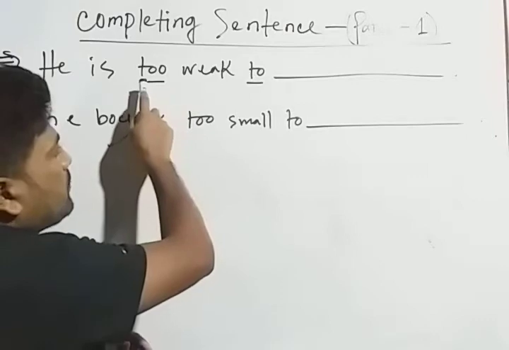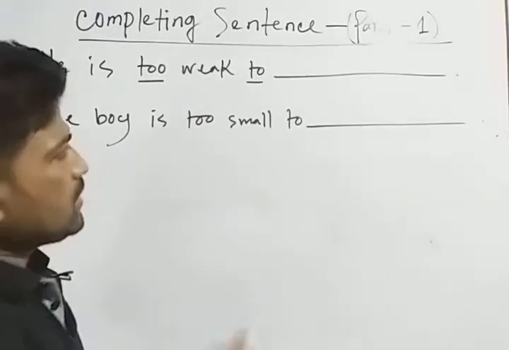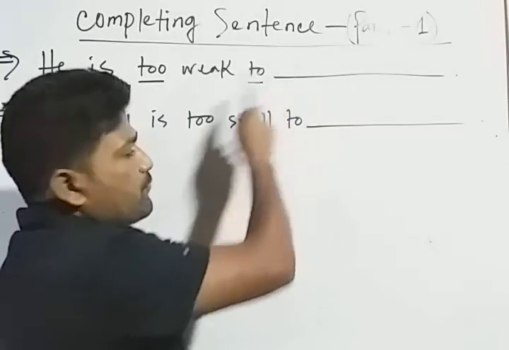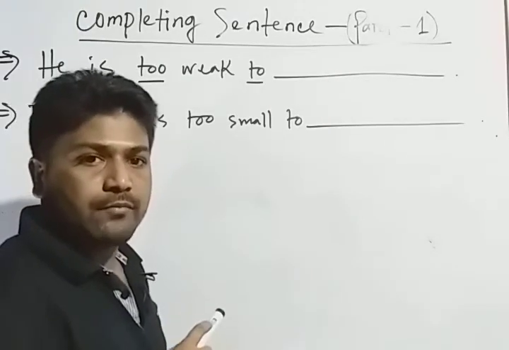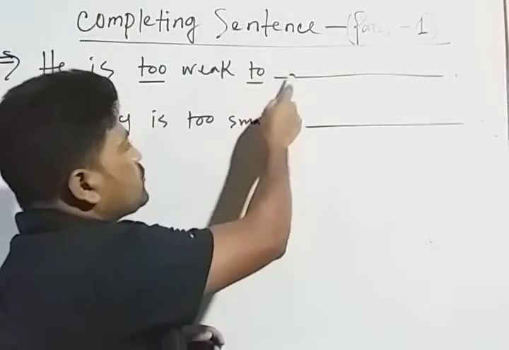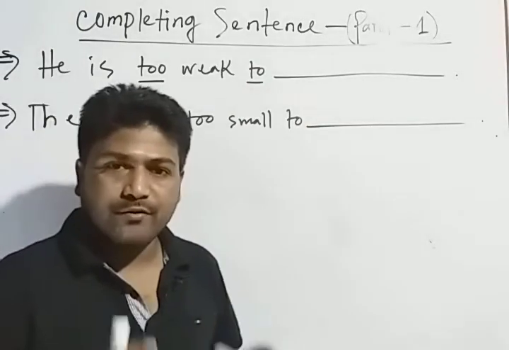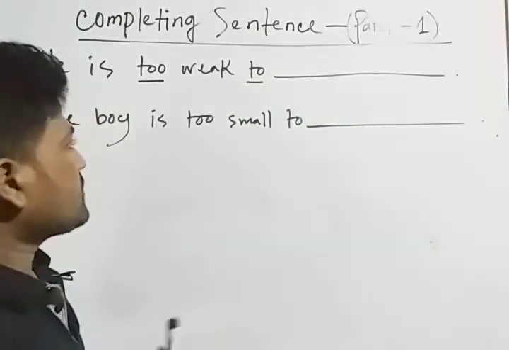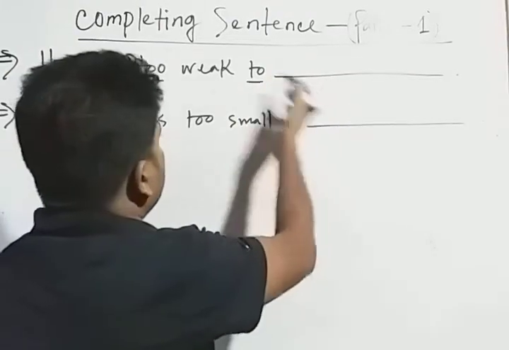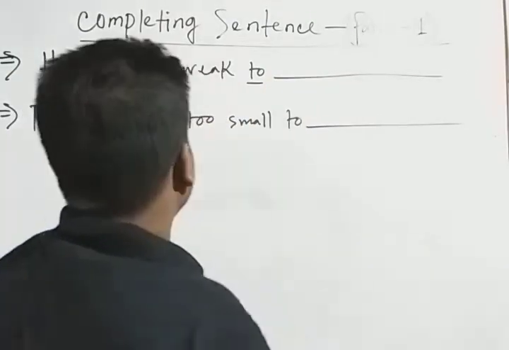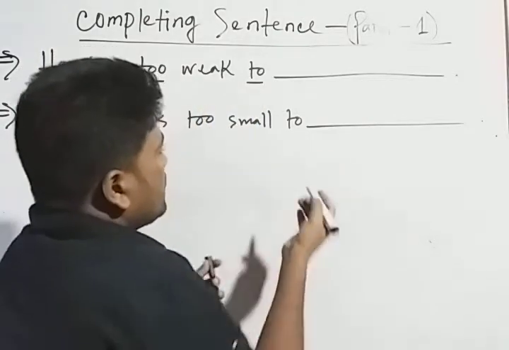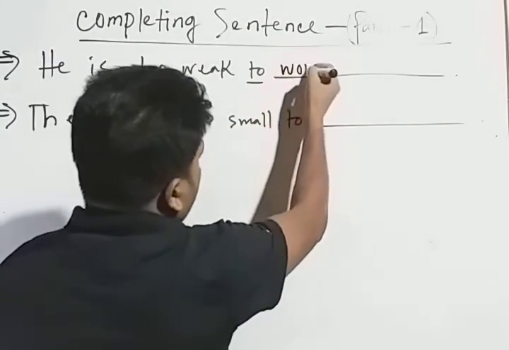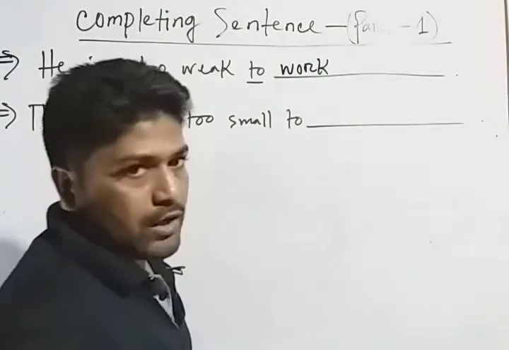Depending on the meaning of this incomplete sentence, you can use here any kind of finite verb, but the finite verb always will be in present form, because after "to" the finite verb always will be in present form. So dear learners, we can use here any kind of finite verb depending on the meaning of this incomplete sentence. So what is the meaning of this sentence? He is too weak to. We can use here work. It is present form work.